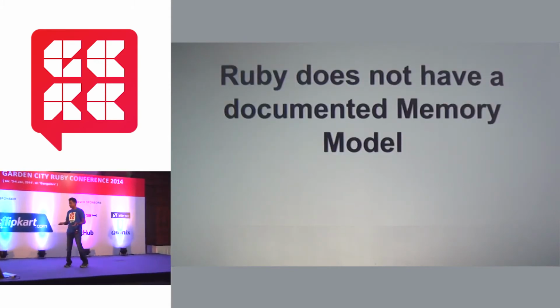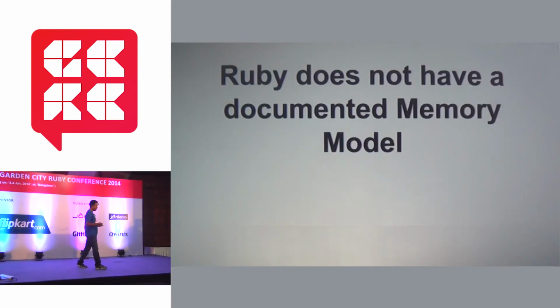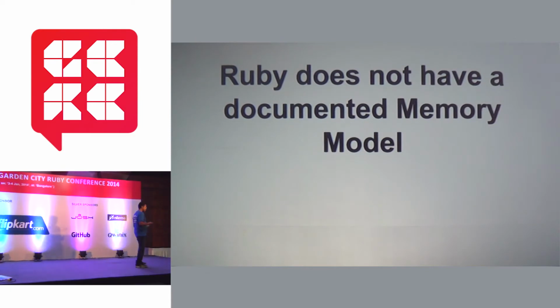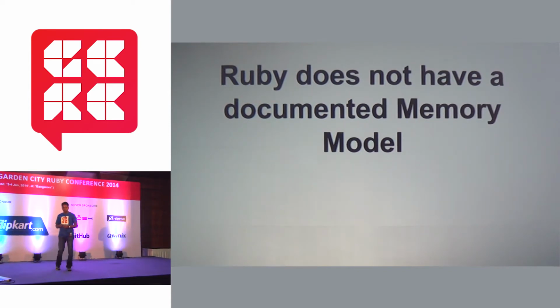So what did I find out? Ruby really does not have a documented memory model. It's pretty much similar to Python. It doesn't have a clearly documented memory model. What is the implication of that? As I mentioned previously, a memory model is like a specification. It's exactly how the system has to provide a certain minimum guarantee to the users of the language regarding multi-threaded access to shared memory.